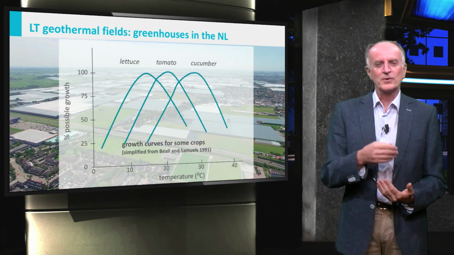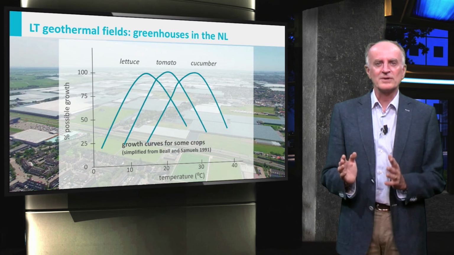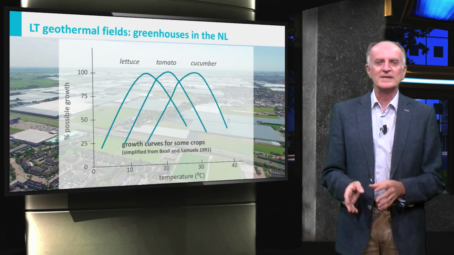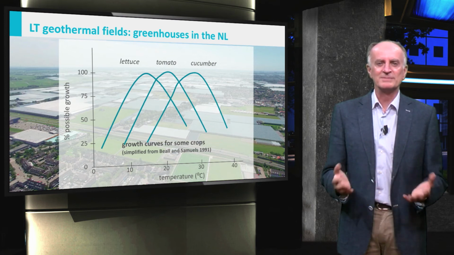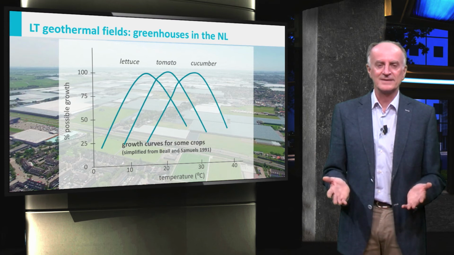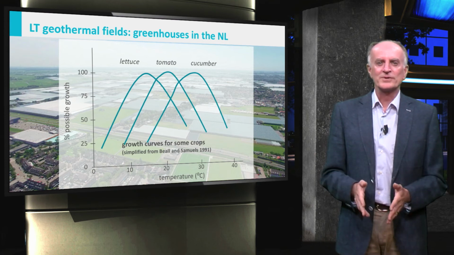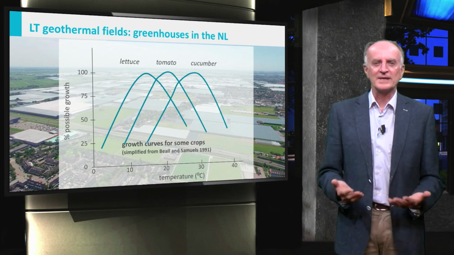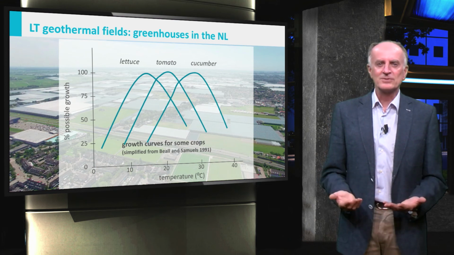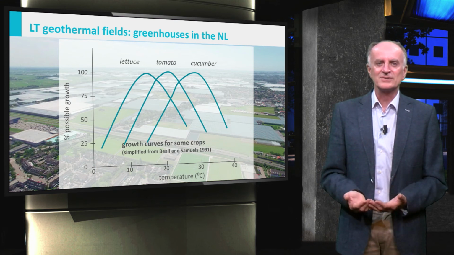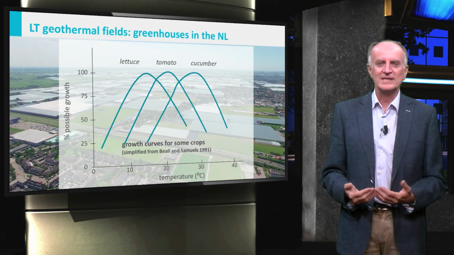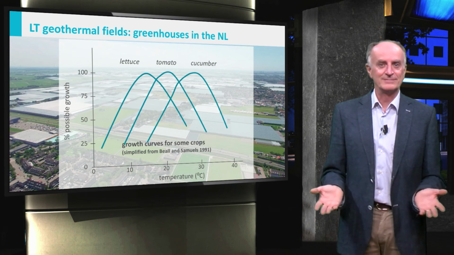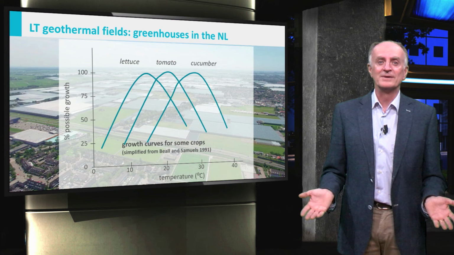Because growth curves of vegetables and fruits are strongly temperature dependent, the greenhouse sector has always used large amounts of energy, typically gas. By extracting water from aquifers at depths of 2 or 3 kilometers, they are able to save a significant amount of money, triggering geothermal exploration and development in the Netherlands. Sometimes, things start from a very unexpected source.